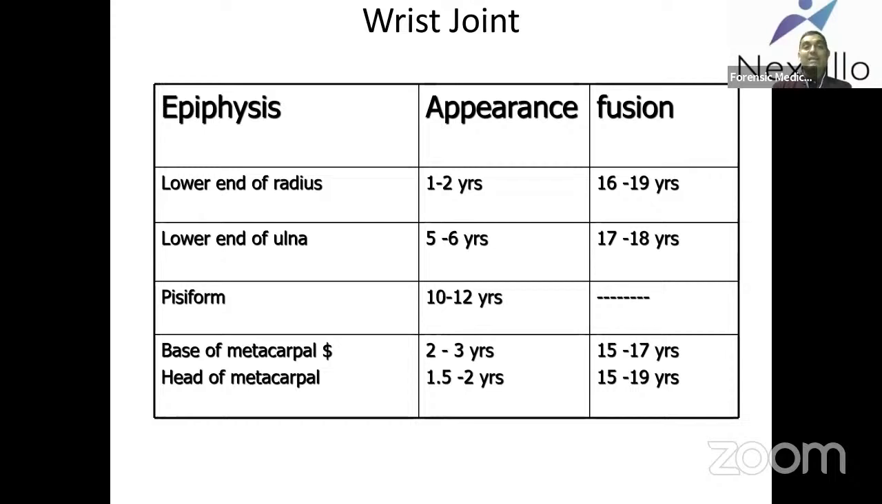So, lower end of the radius in the wrist joint appears around 1 to 2 years, fusion maybe around 16 to 19 years. Lower end of the ulna, 5 to 6 years, fusion around 17 to 18 years. Pisiform, as I told you, only appears, it is not fused, 10 to 12 years or 9 to 11 years, you can say. Base of the metacarpal and head of the metacarpal, 2 to 3 years or 1.5 to 2 years, and that fuses maybe around 15 to 19 years. So here also, the wrist joint is very important from the adolescent point of view, like 16, 17, 18, 19 years of age.